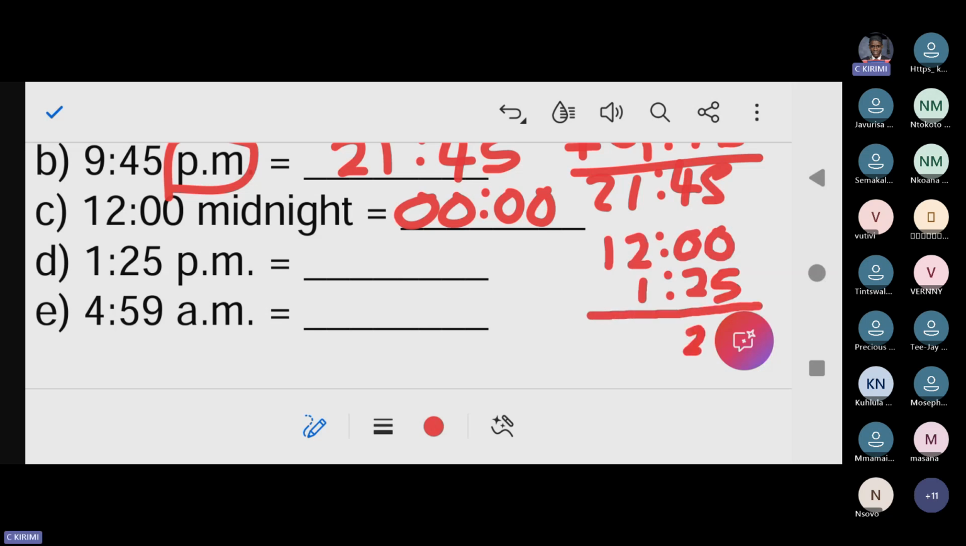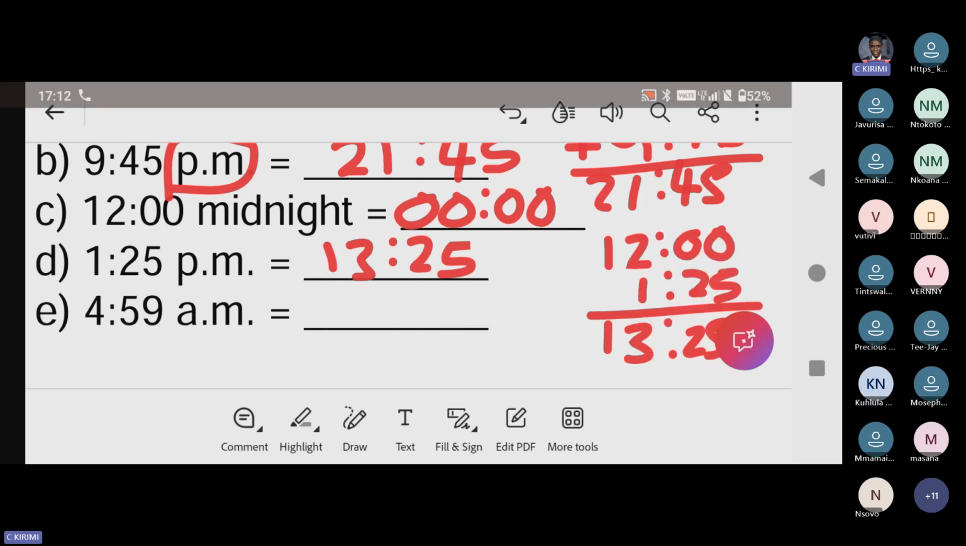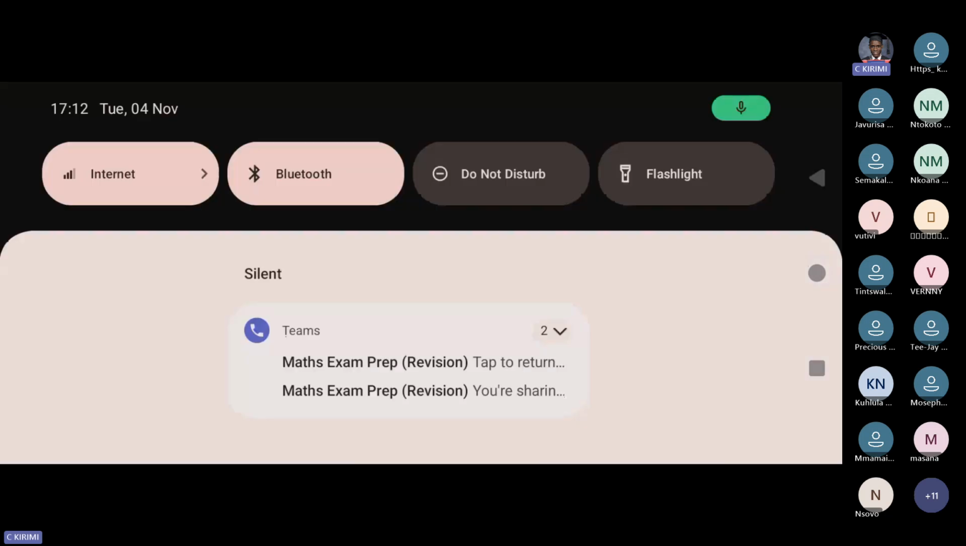There you are going to get 25, and then it's 18:25. It's afternoon, so it's 18:25 in the afternoon, which is its 24-hour notation. Then a.m., it has passed midnight. Now we are talking of a.m. It has passed midnight.